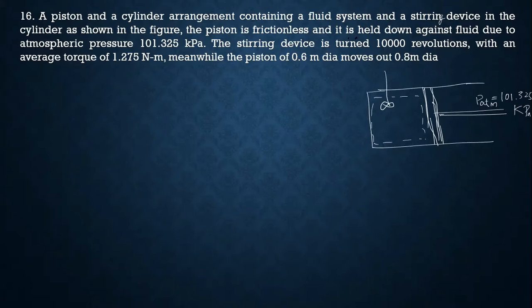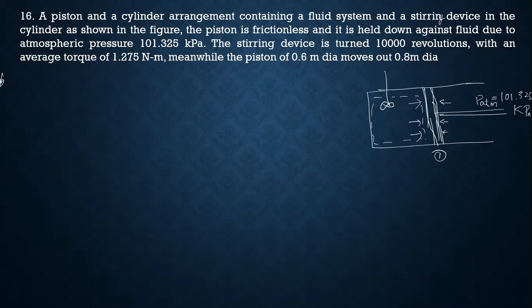The piston is frictionless and is held down against the fluid due to atmospheric pressure. It means the initial state is this. The system exerts a certain pressure, even before rotating the stirrer, and it is balanced by the atmospheric pressure. Then it will be in an equilibrium state, and that is state 1.